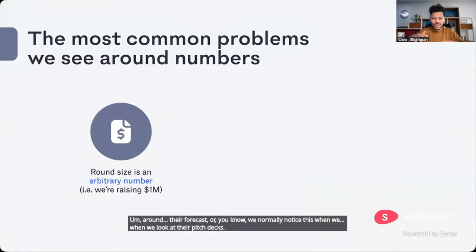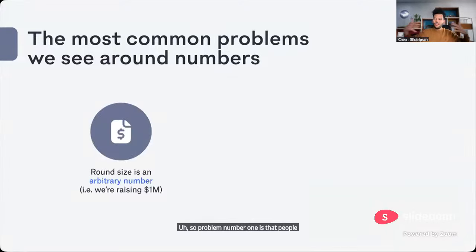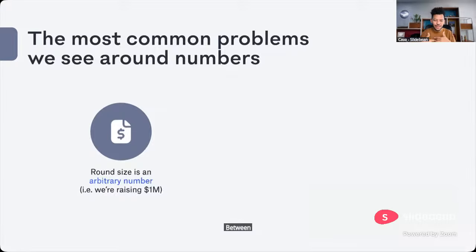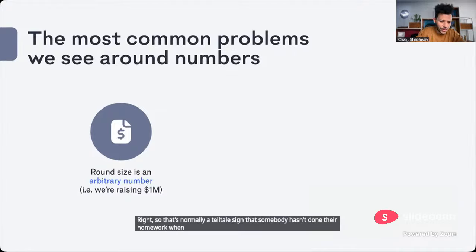Problem number one is that people go out and raise really arbitrary numbers for rounds. It's like, oh, we're raising a nice $1 million, or we're raising between $2 and $5 million. Well, that's a huge range. How much money do you actually need? That's normally a telltale sign that somebody hasn't done their homework when trying to budget or understand their forecast.